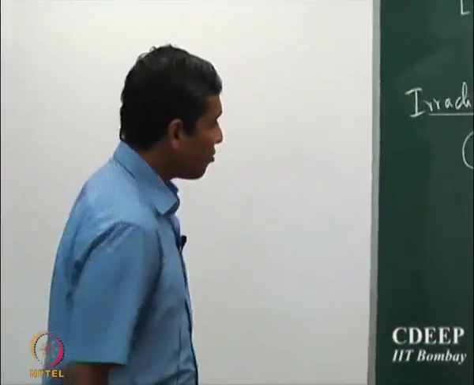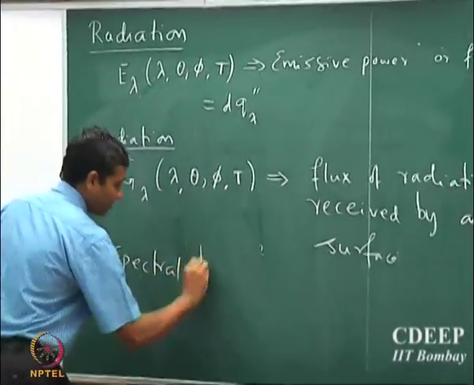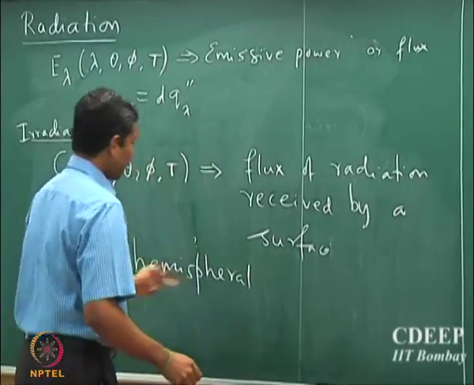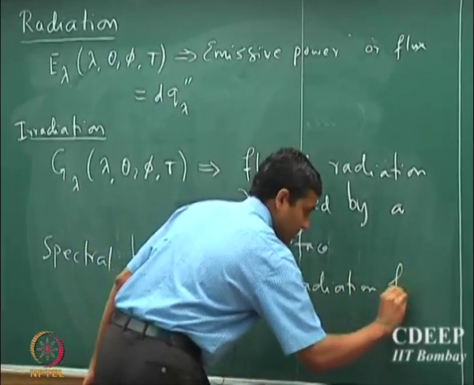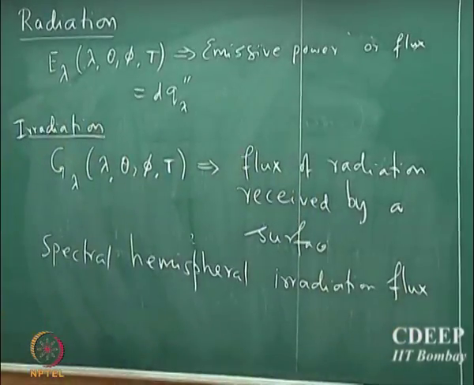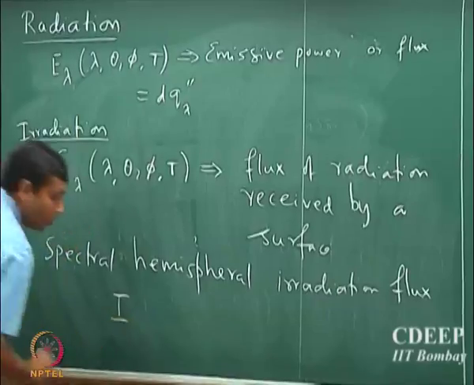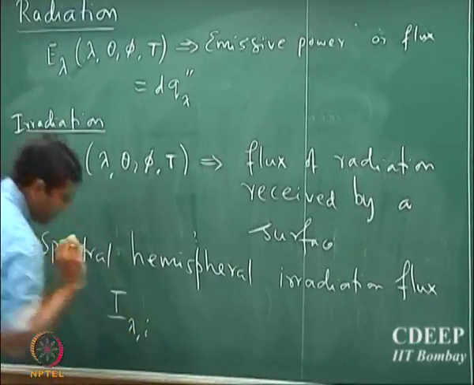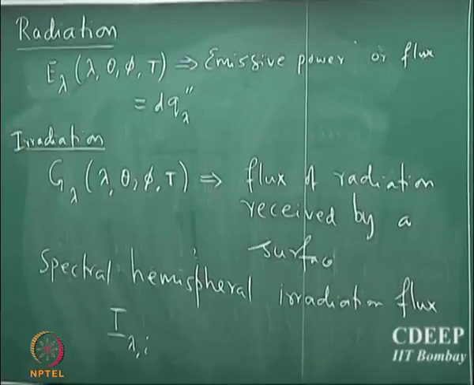Similarly, just like how we define the spectral hemispherical quantities, one could define a spectral hemispherical irradiation flux. It is just the integral, etc. The symbol that is used in your text, and which is what I also will use, is lambda comma I, that stands for irradiation, that is intensity of radiation that is absorbed by a given surface, okay.